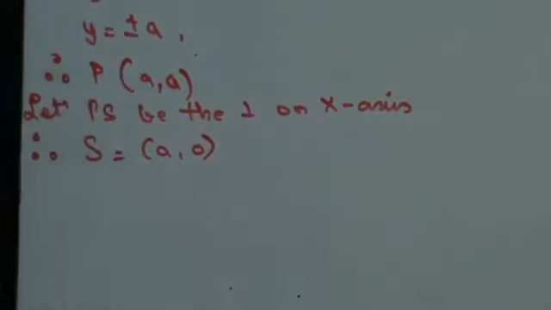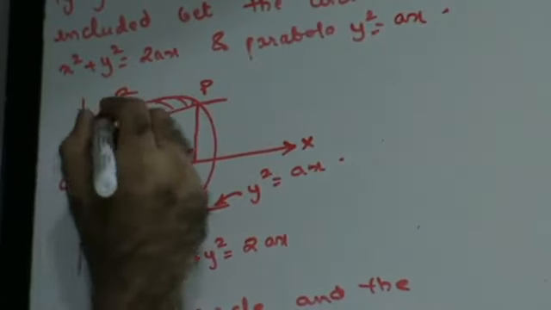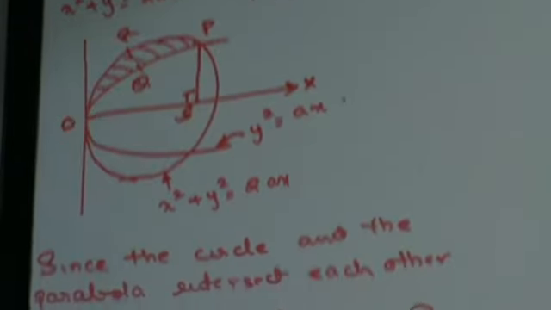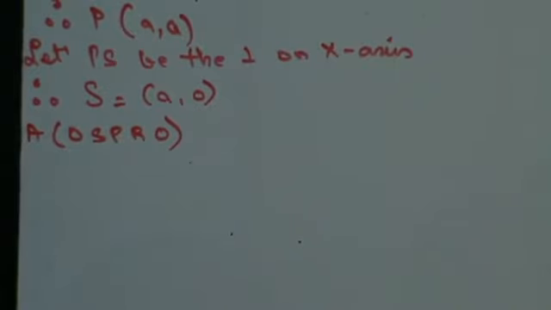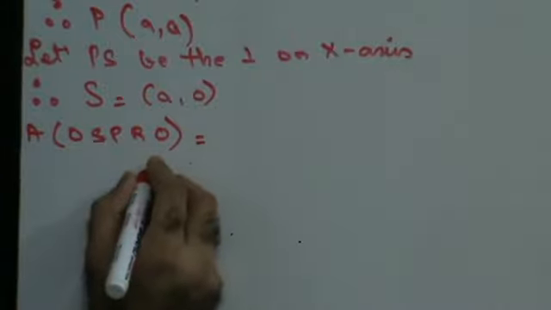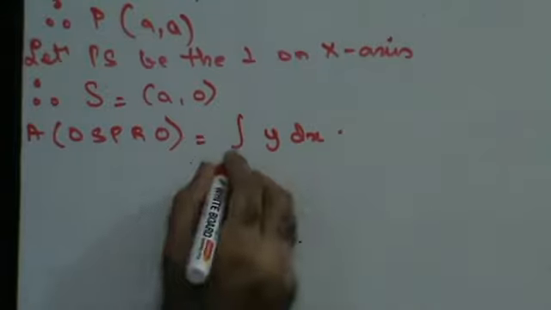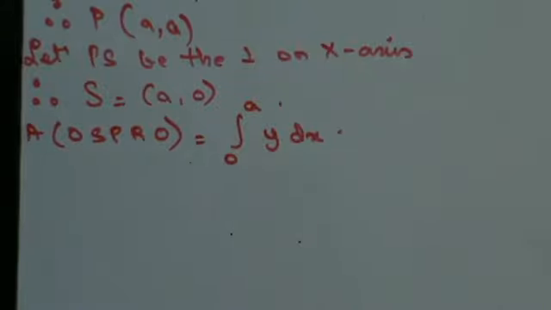Now let's label this up, guys. Let's call this point R, and let's call this point Q. So let us find the area of OSPRO. That's the section of the circle. Now area of any curved surface is integral of y dx from lower limit to upper limit. The lower limit is going to be 0, the origin. The upper limit is going to be a because the coordinates of S are a.